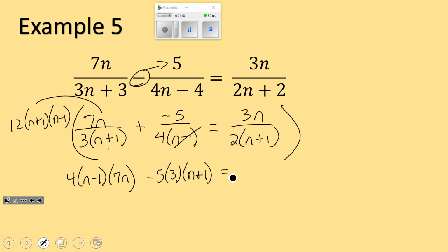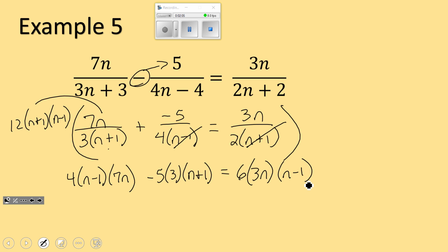Okay, on this one, the n plus 1s will cancel, and the 12 and the 2 can simplify to 6. So I've got a 6, I've got a 3n, and I've also got an n minus 1. The n plus 1 canceled, but I still got an n minus 1.